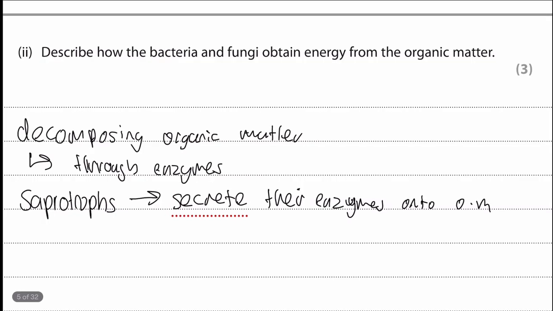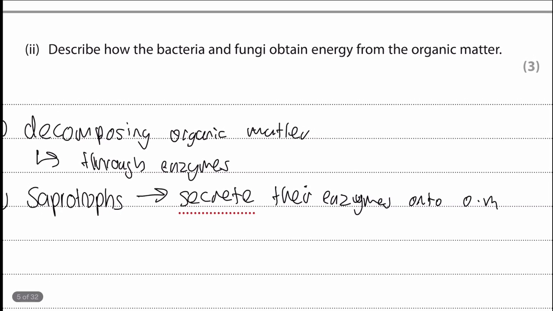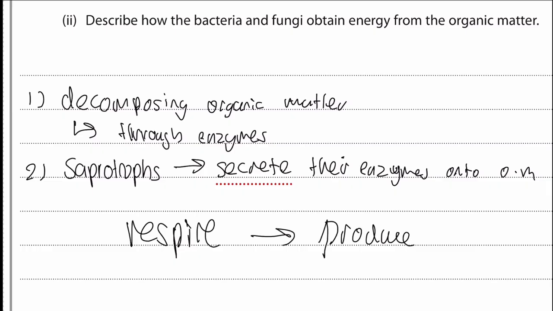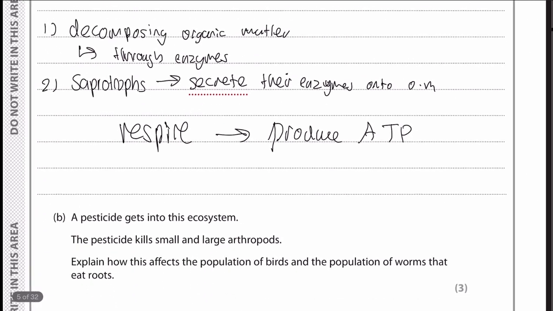And then for both of them, we want to link it all together, right? Because how do they obtain energy, right? We've said that they decompose organic matter, they secrete their enzymes onto organic matter, but how do they actually get the energy? Well, they both respire. Remember, they're living organisms, they respire, and they produce ATP, adenosine triphosphate. There we go.